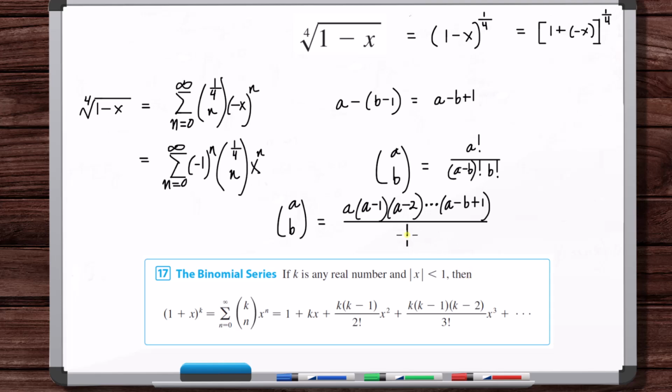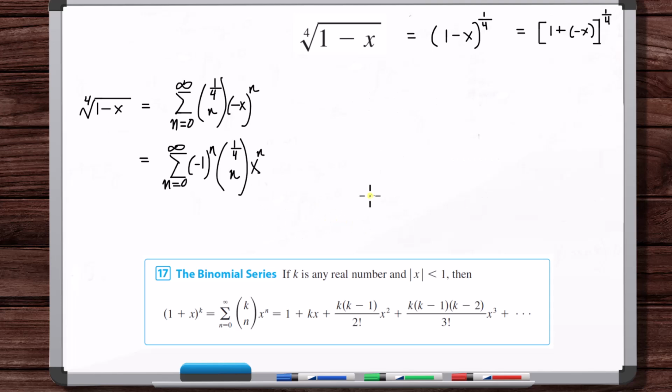And you could go through the process yourself, but if you analyze this in relation to each term, it starts off like kx, then k times k minus 1 over 2 factorial, then k times k minus 1 times k minus 2 over 3 factorial, etc. That's the progression of the coefficients.